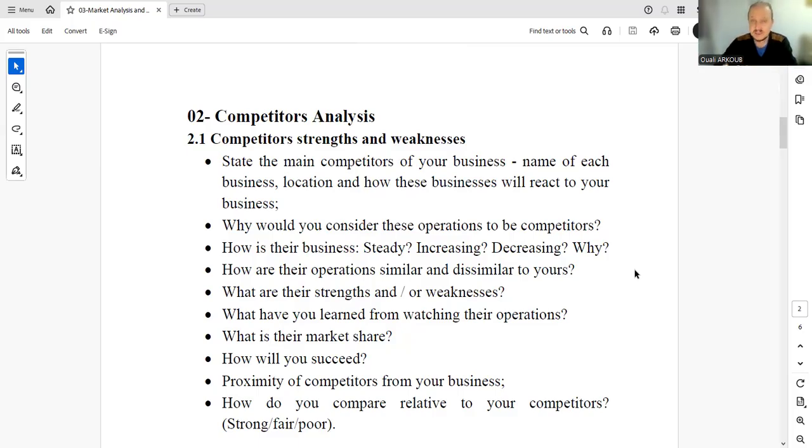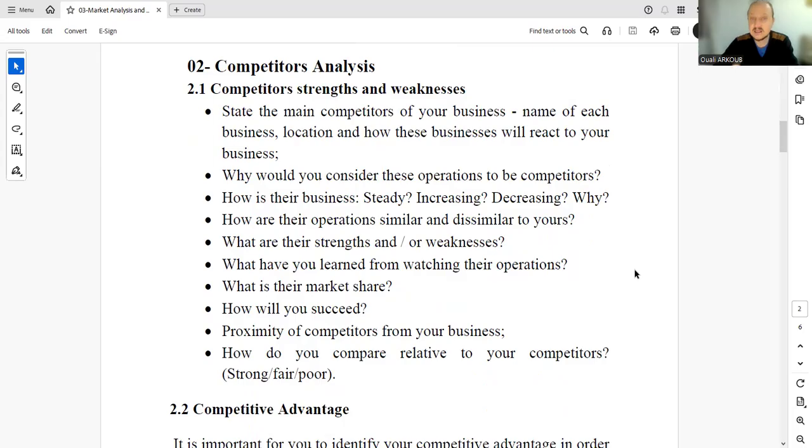How are their operations similar and dissimilar to yours? What are their strengths and or weaknesses? If you have identified strengths and weaknesses of your competitors, what have you learned from watching their operations? What is their market share? How will you succeed in your business, in your startup, in your project? Consider the geographic proximity of competitors from your business.